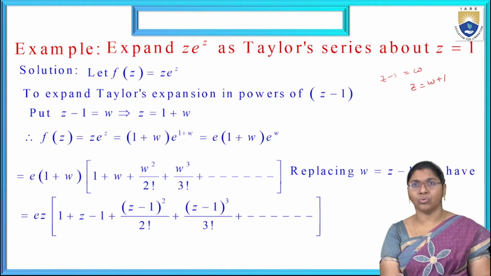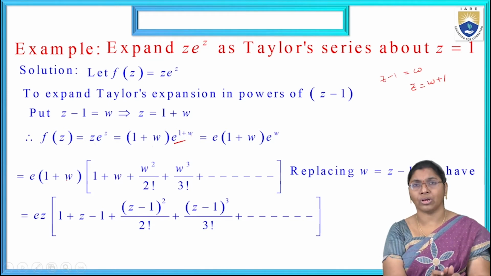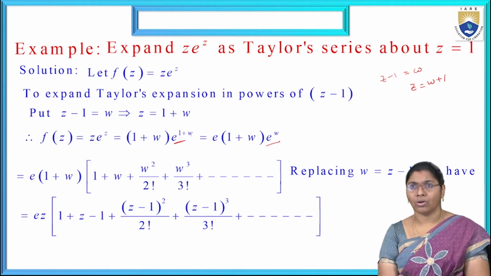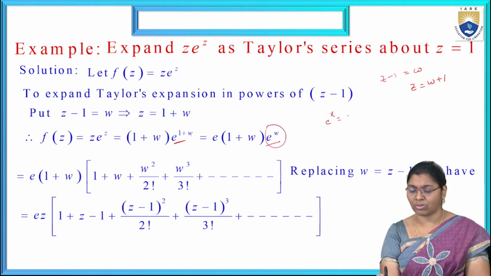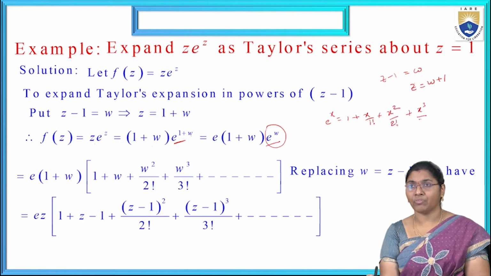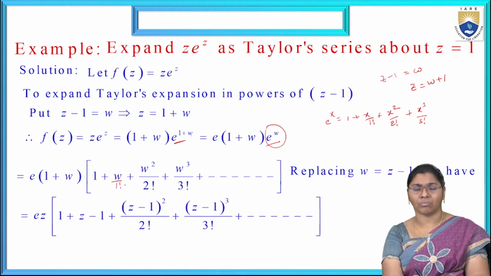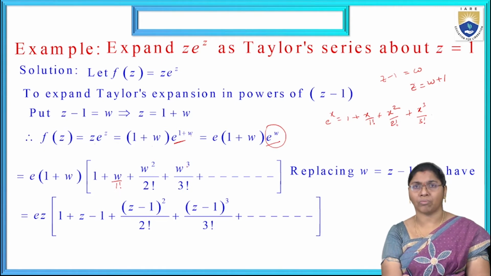That equals e times (1 + w) e^w, splitting e^(1+w) into two parts. The e(1 + w) is a constant term that we take common, and only e^w needs to be expanded, because that is how the Taylor series expansion works. We already know this expansion from the earlier problem: 1 + x/1! + x^2/2! + x^3/3!. Here x is w, so 1 + w/1! + w^2/2! + w^3/3! and so on, where 1! is 1.